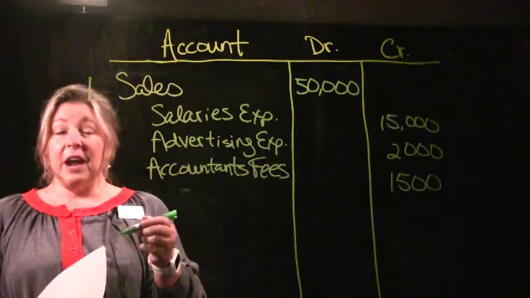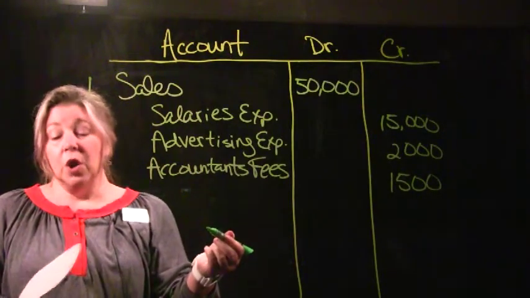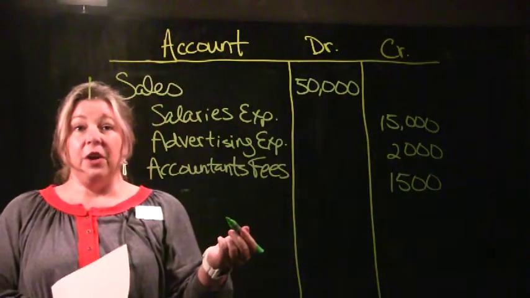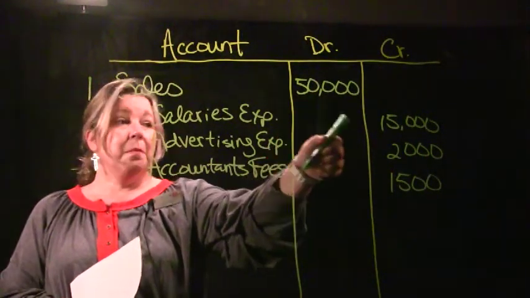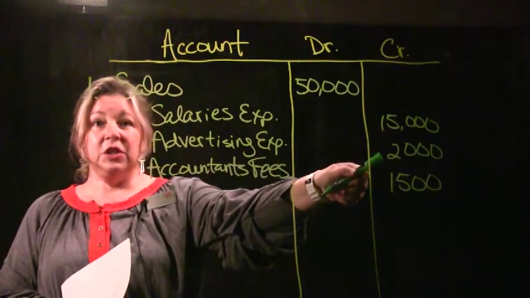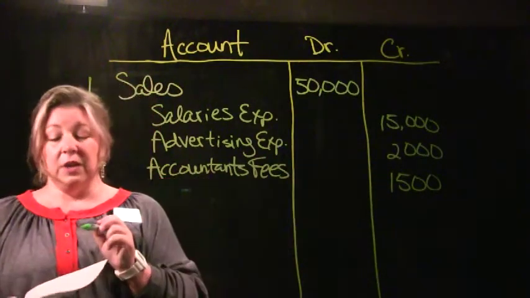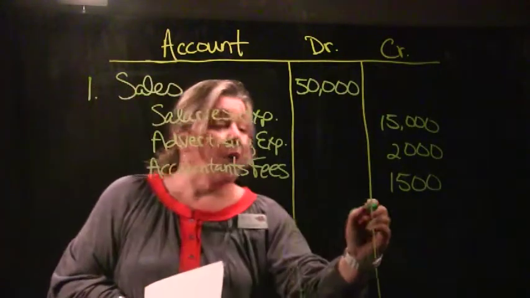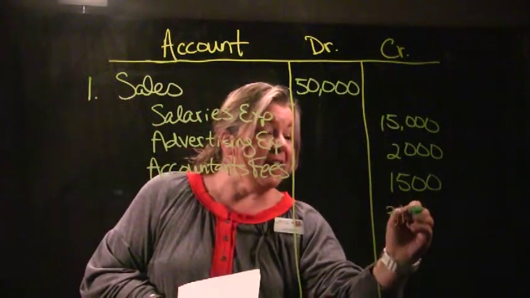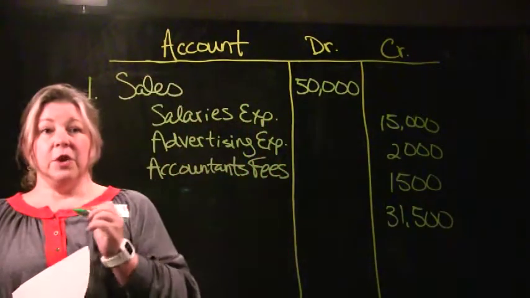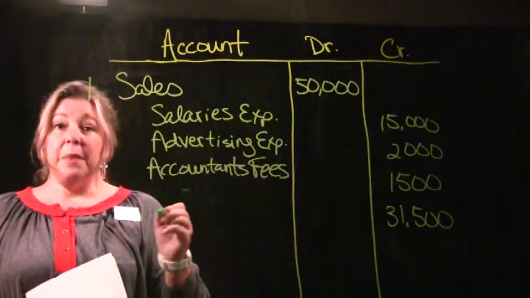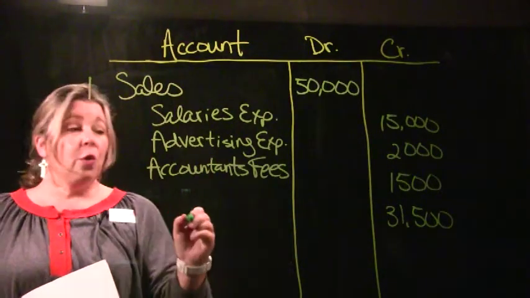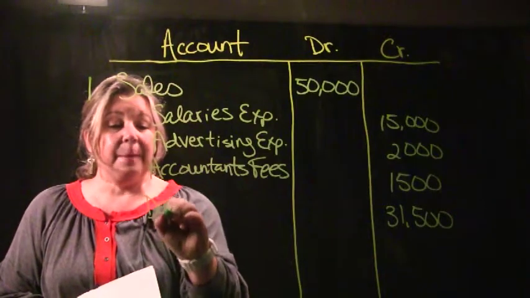Since we've already done our financial statements in the real world, we already know that our net income is $31,500. $50,000 minus $15,000 minus $2,000 minus $1,500 gives me $31,500. So I know that I need another credit for $31,500 to make the debits and credits for my journal entry equal. I am going to credit the owner's capital account.